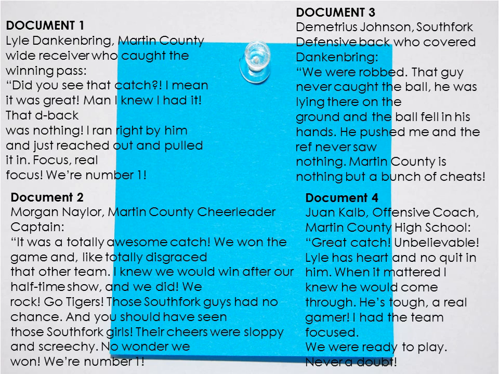So you can read the other documents, but I'm going to point it out in this document. And you can try it out with document 2, 3, 4, and 5 later on. That first document that we read, obviously there's bias. He caught the winning pass. You need to read the little information that they give you. Lyle Dankenberg. Okay, you see that area? Read that before you read your document. You can kind of get a feel of the writer.